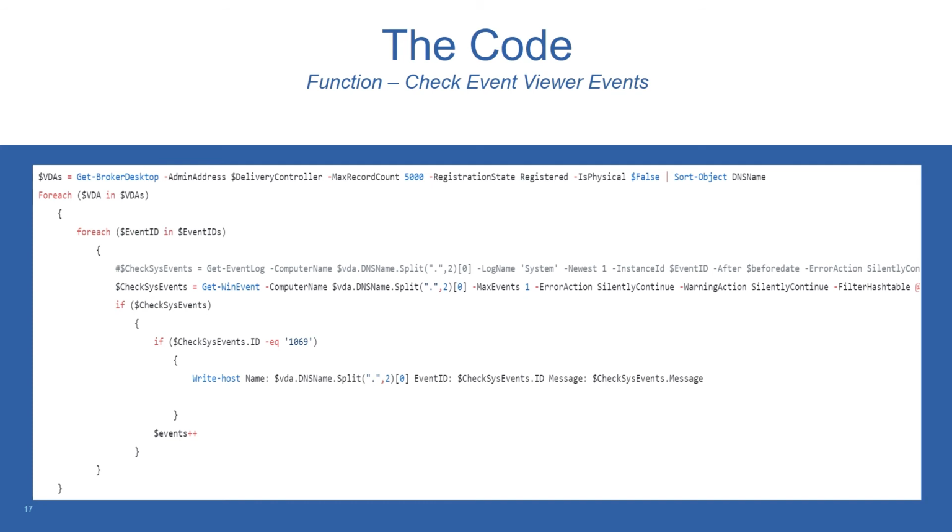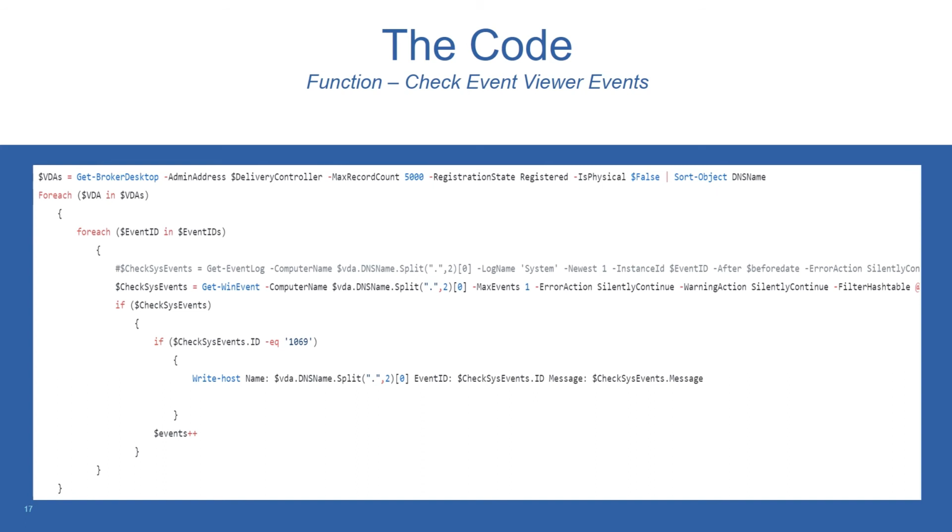Here's the check event viewer one. I like this one because it gets you a list of your VDAs, and if you have something specific in your environment that happens and generates an event log, we can key in on that specific event and perform some sort of action. Maybe you already have a monitoring tool to do this, but maybe not.